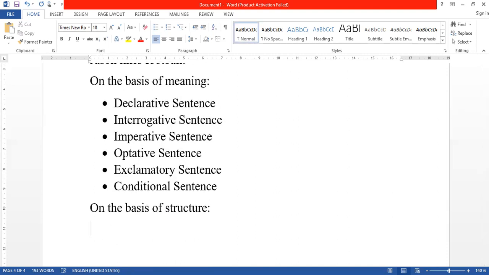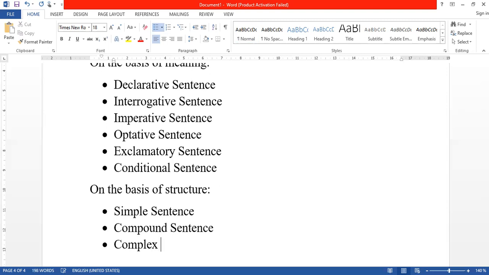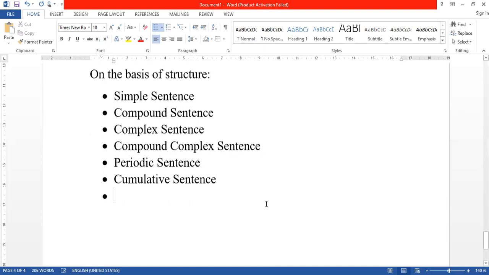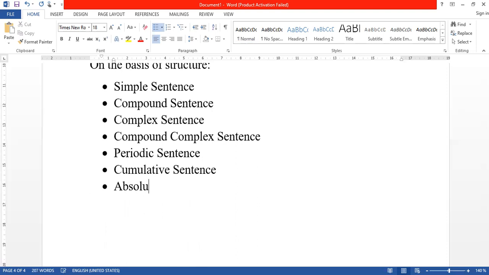On the basis of structure, the sentences we have are: simple sentence, compound sentence, complex sentence, compound complex sentence, periodic sentence, cumulative sentence, absolute segment.